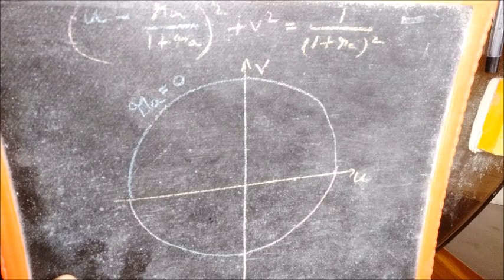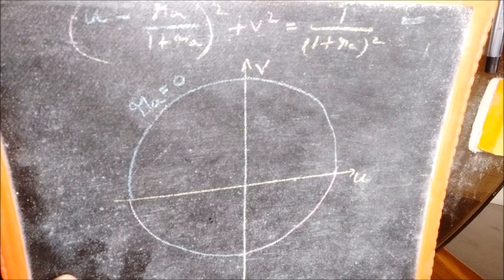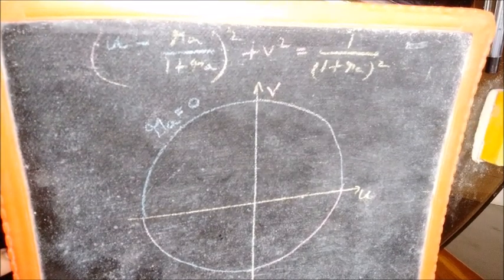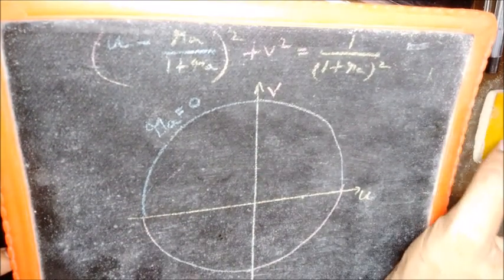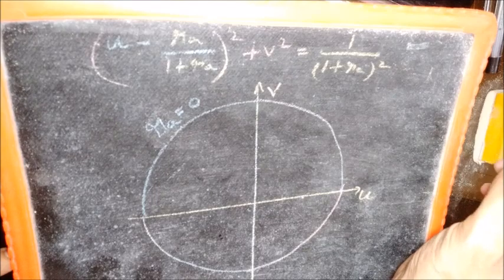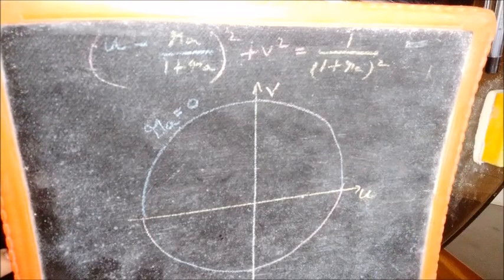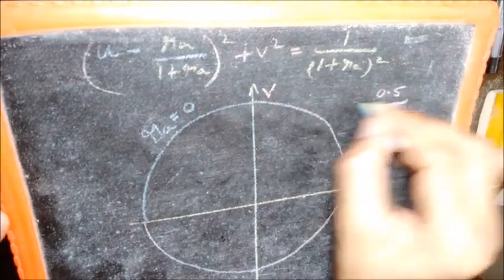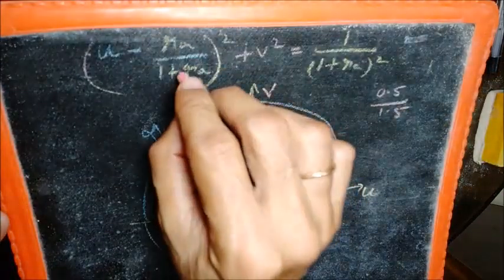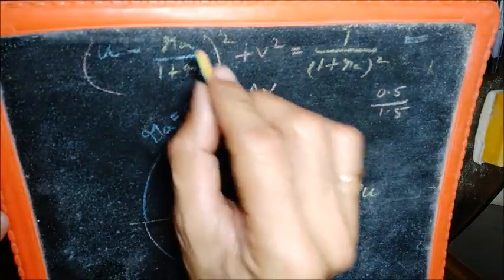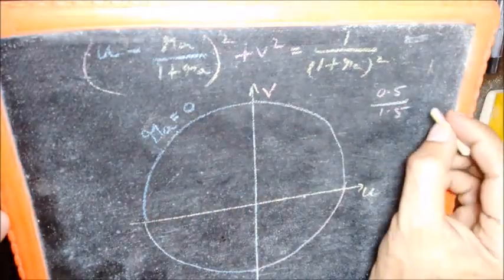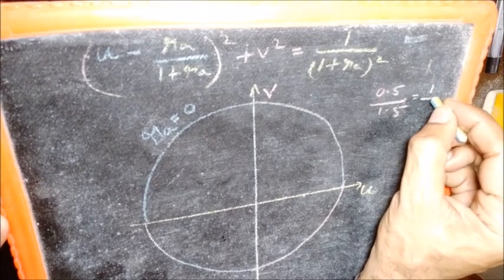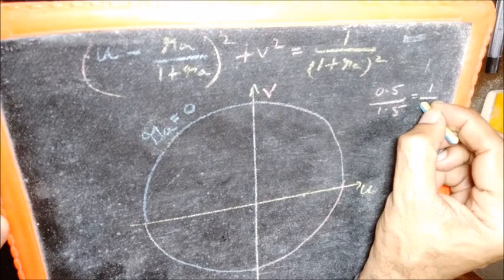And then let us go for Ra equal to 0.5. So let us next take the case of Ra equal to 0.5. If Ra is equal to 0.5, this becomes 0.5 divided by 1.5. That will be nothing but 1 by 3.